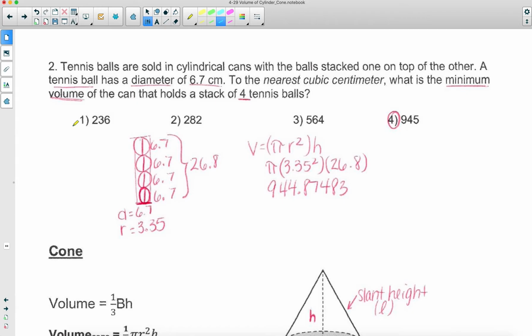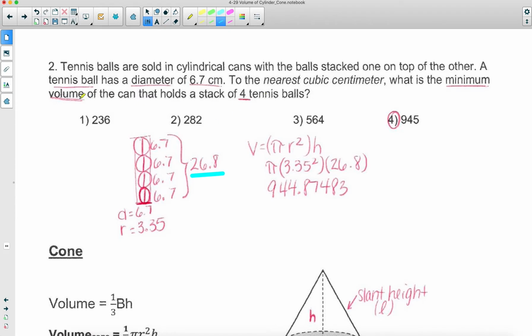What you have to think about is that a tennis ball is actually a sphere. So the diameter runs left to right, but also up and down. So what I did here was I sketched 4 tennis balls, or circles, stacked on top of each other. And I said, well, okay, if this is a sphere, here's my diameter, 6.7, 6.7, 6.7, 6.7. If they're stacked on top of each other, the minimum height has to be 26.8 centimeters because I added up the heights of all my 4 tennis balls.